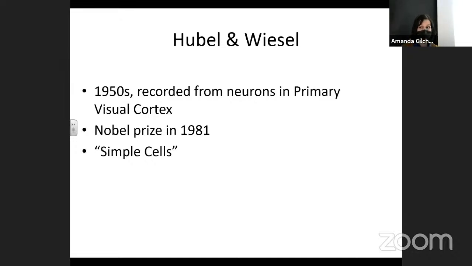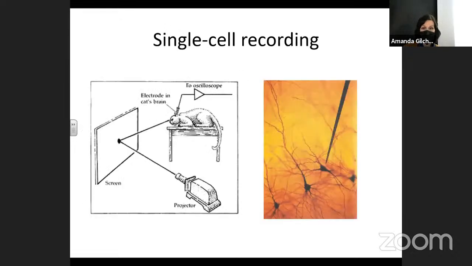Just as a reminder, when we do a single unit recording, it works like this. We have an electrode in an awake animal's brain, which is being recorded. We are using a microelectrode so that we can get the activity of a single cell. We project images onto a screen, and so we can record the activity of cells while the animal is awake.